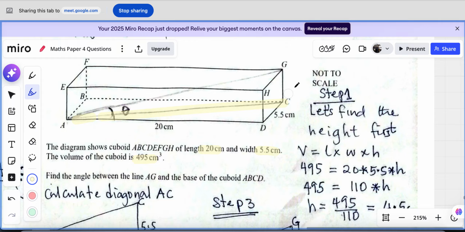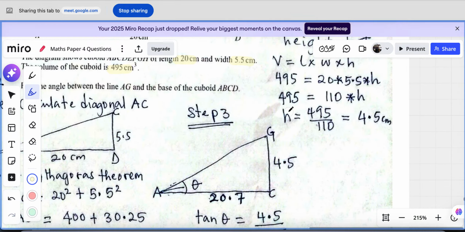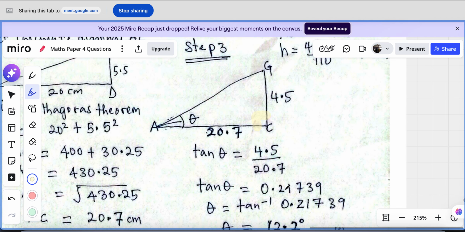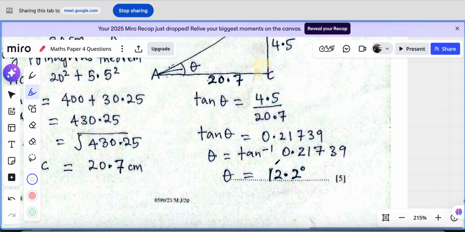If we hadn't done it, at this point we would go back to do it. So here is the height. We write it here, 4.5. And we remember we already calculated this diagonal, which has become a base now, AC, 20.7. So this is angle theta you're looking for. This is a right angle triangle. Opposite over adjacent is tan. So tan theta is equal to 4.5 over 20.7. You divide this, you get 0.21739. Theta equals the tan inverse of this value, and you get the angle to be 12.2.